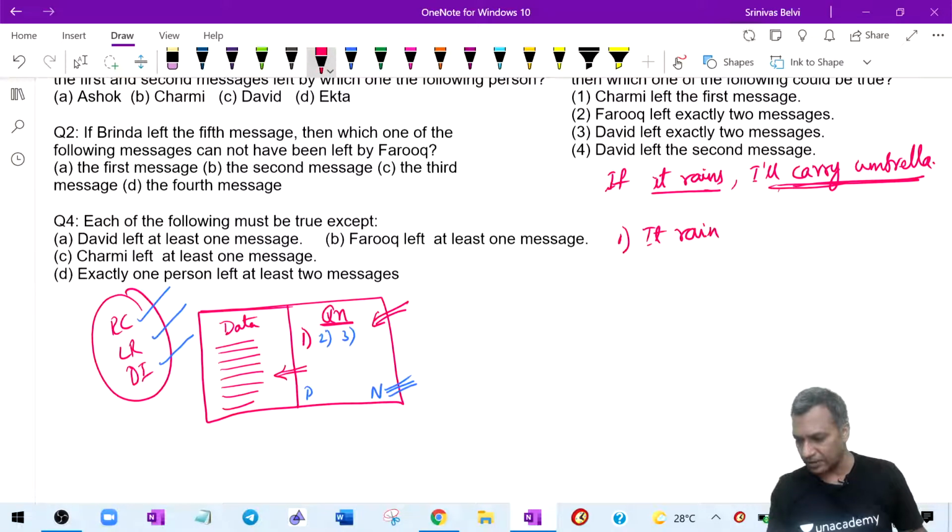Couple of things will happen here. It rained. If it rained, it means I will carry umbrella. Alright, carrying umbrella is the natural response here because that is what the statement said. What about the second response here?